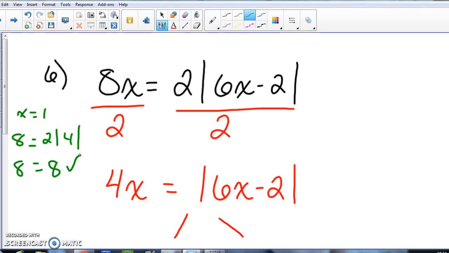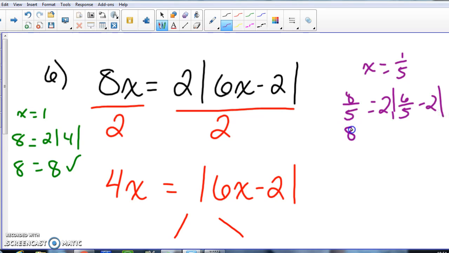Versus my 1/5. So I need to check now my 1/5. Okay. On the left-hand side, 8 times 1/5 gives me 8/5. On the right, 2, and then the absolute value, 6 times 1/5 gives me 6/5. If I subtract 2 from that, 6/5 times 2 gives me, 6/5 minus 2. So I have 6/5 minus 2.